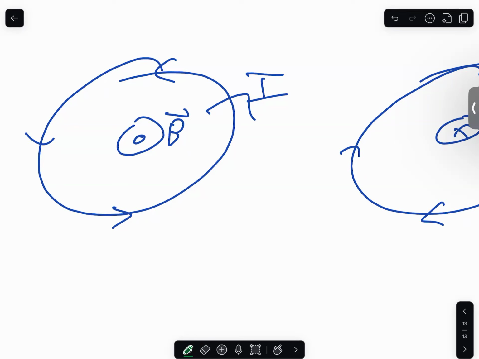Good, good. Follow-up example: what if I have an upward original field? This is the plane of my loop, and I shrink the loop. Can you reason about which direction the current would be? Tell me why.